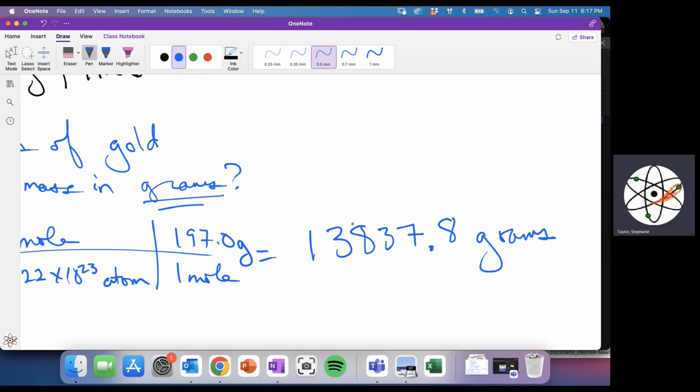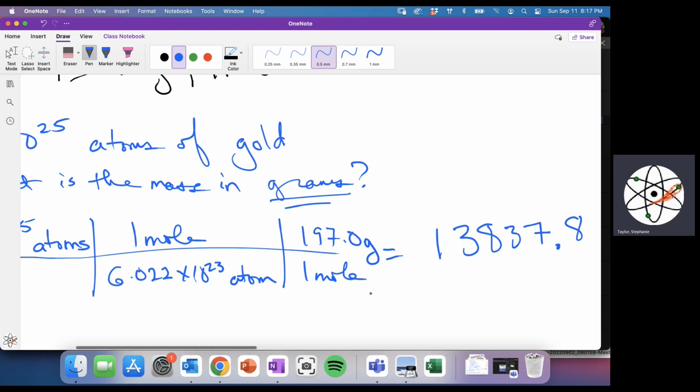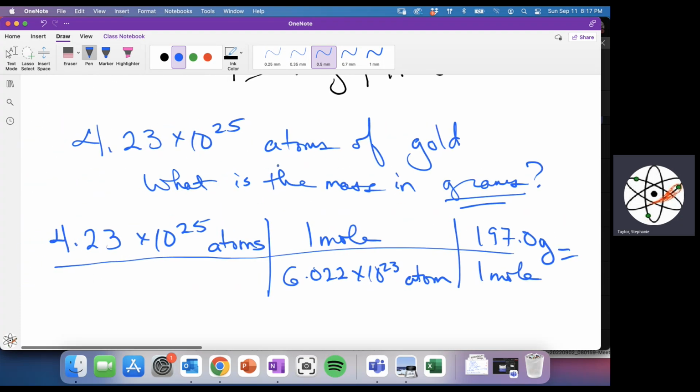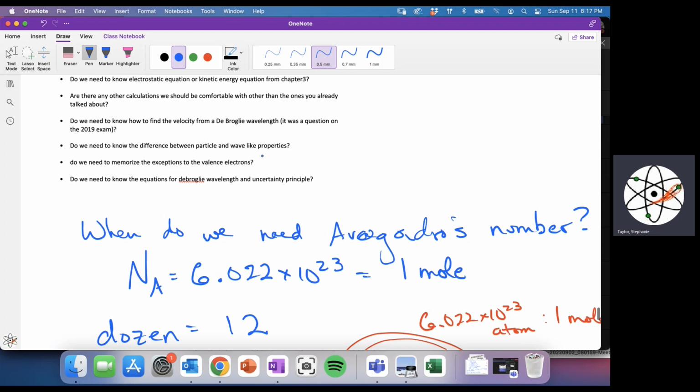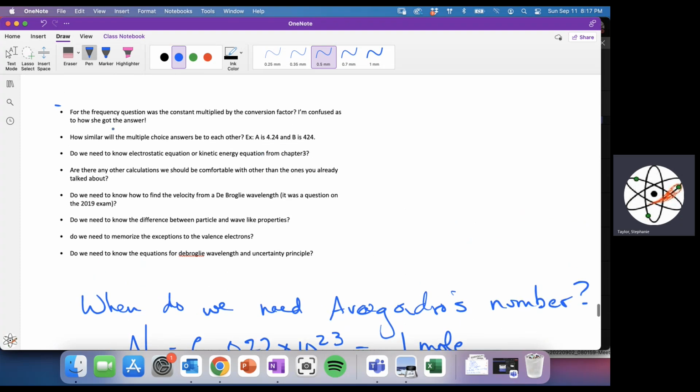So atoms are tiny, tiny little things. So there should be a lot of atoms in anything. Grams should be a smaller number than the atoms, and they are. So hopefully that helps with when to use Avogadro's number.